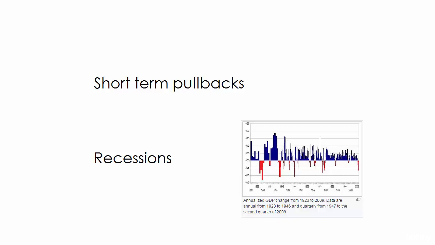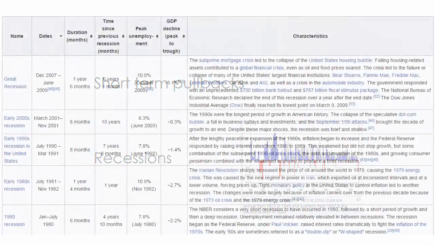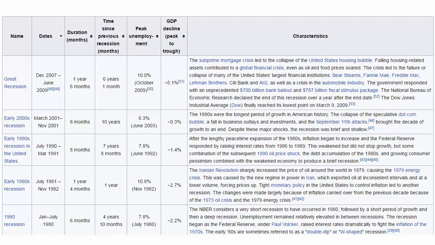actual recession never materializes. Recessions are fairly rare, but they last for a long time, anywhere from 6 months to a year and a half. The last recession was the Great Recession from December 2007 to June of 2009. Before that, we had a recession in 2001 from March to November.